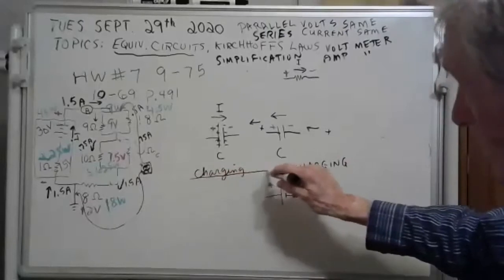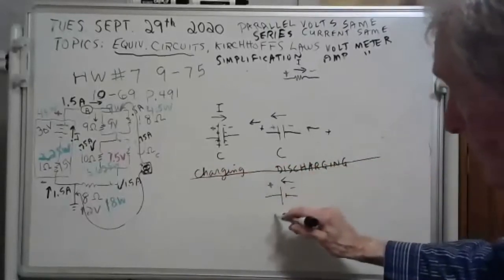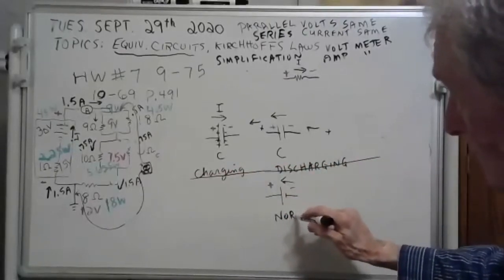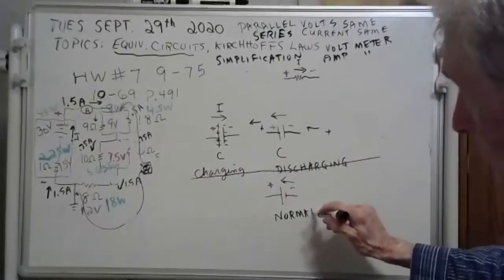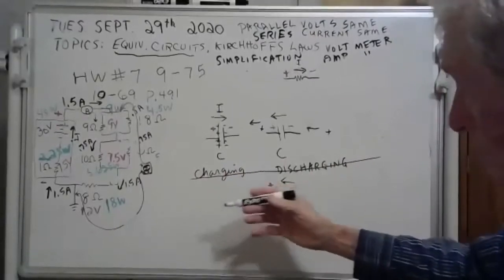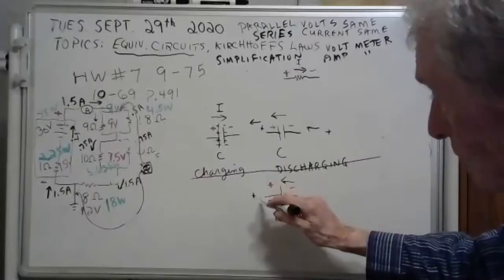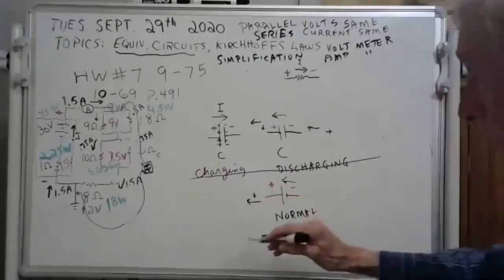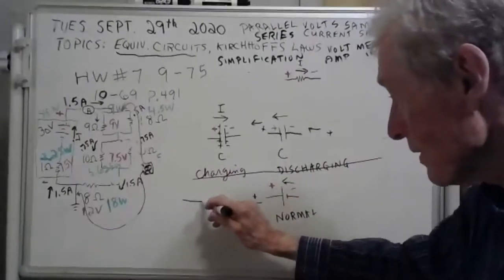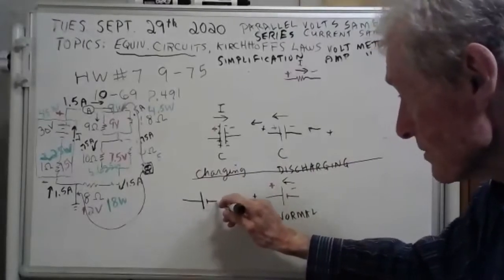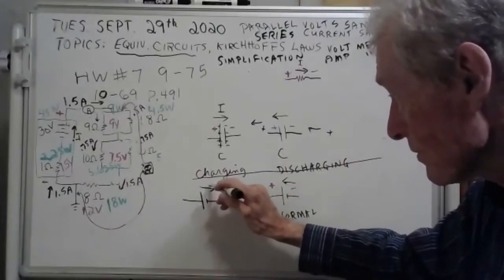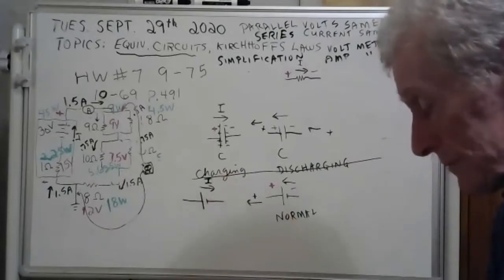We don't say charging and discharging. What we say, this is the normal operation of your battery. The pluses leave the positive plate, they're repelled, and they go that way. But now if your battery is like this, you can have the current going that way.